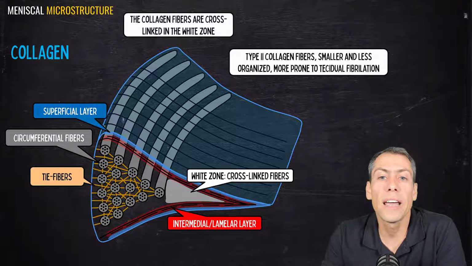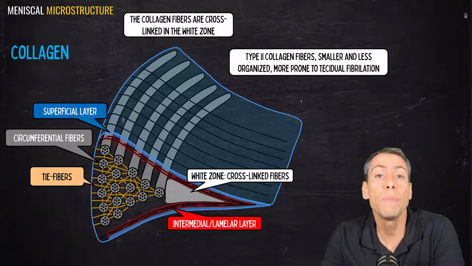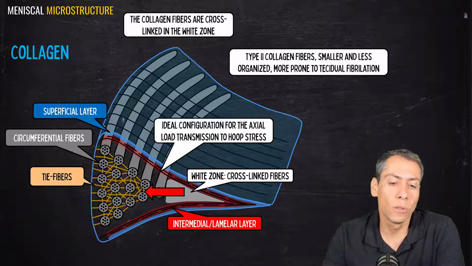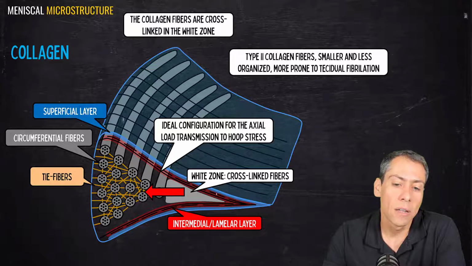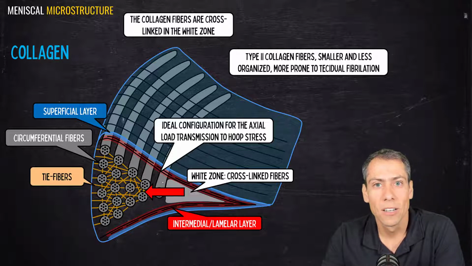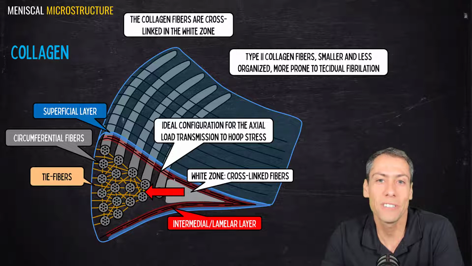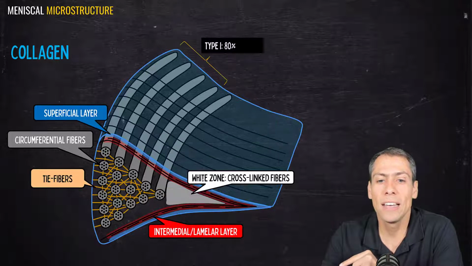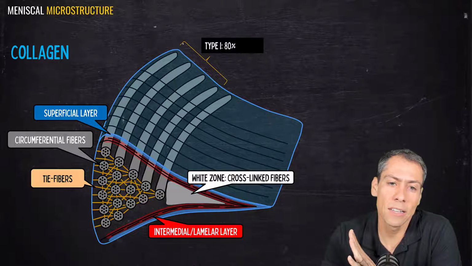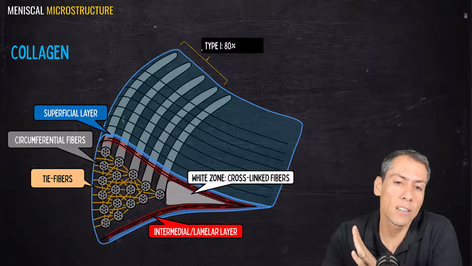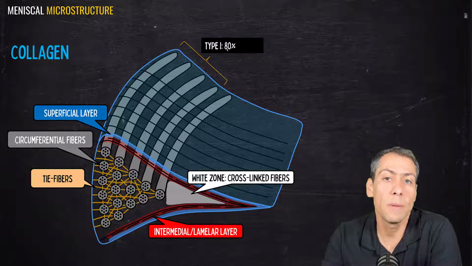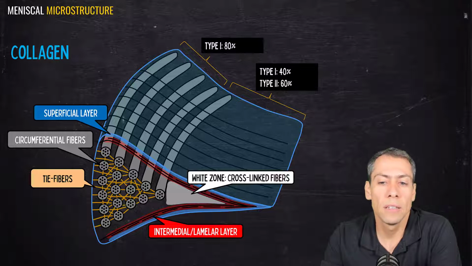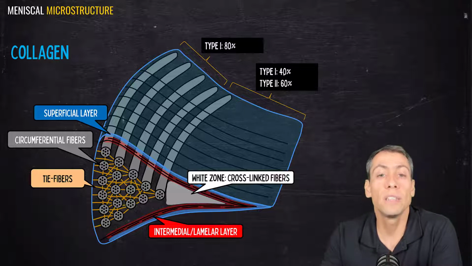The type 2 collagen fibers are smaller and less organized, more prone to tissue fibrillation. But that's the ideal configuration for the axial load to be transmitted and transformed into hoop stress. So everything has a reason, everything has a purpose here, okay? So here we have the collagen fibers of the white zone. And now I just want to make a point here and show you that at the periphery of the meniscus, type 1 collagen fibers predominate, about 80%. And in the inner portion of the meniscus, type 2 predominates at about 60%, and type 1 is about 40%.